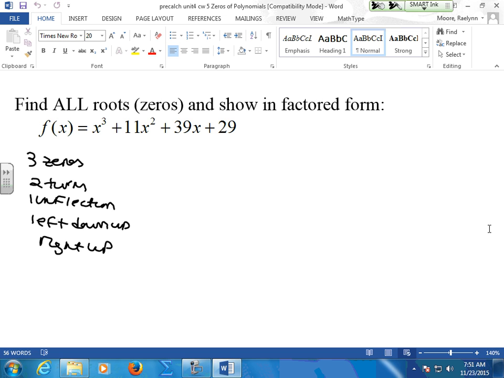What's your y-intercept? Zero, good, at the 29. So (0, 29). That helps you sketch as well. Does that say left down, up? Left down, yes it does. Right up. I'm talking and writing too. My mind's going faster than my writing is, obviously.